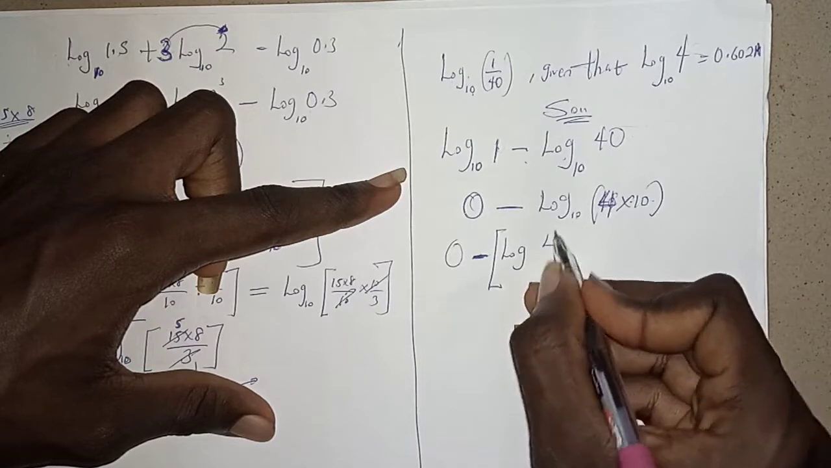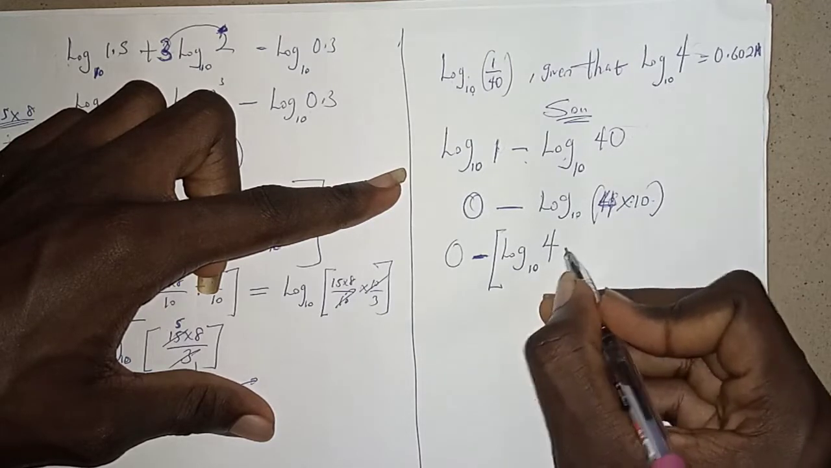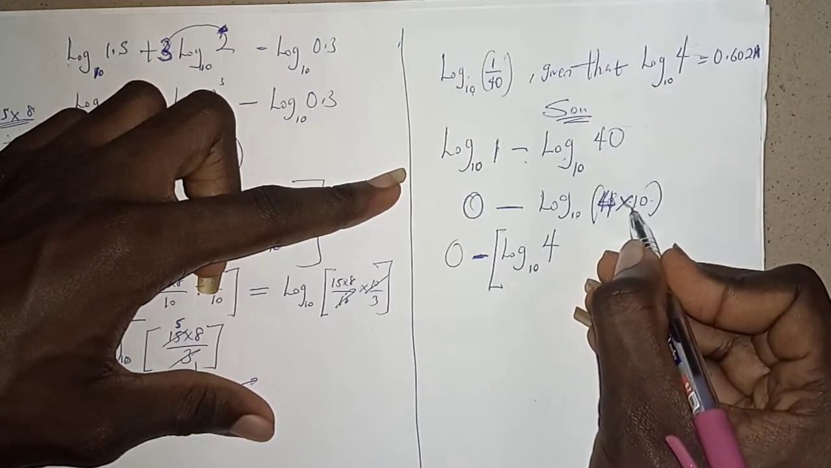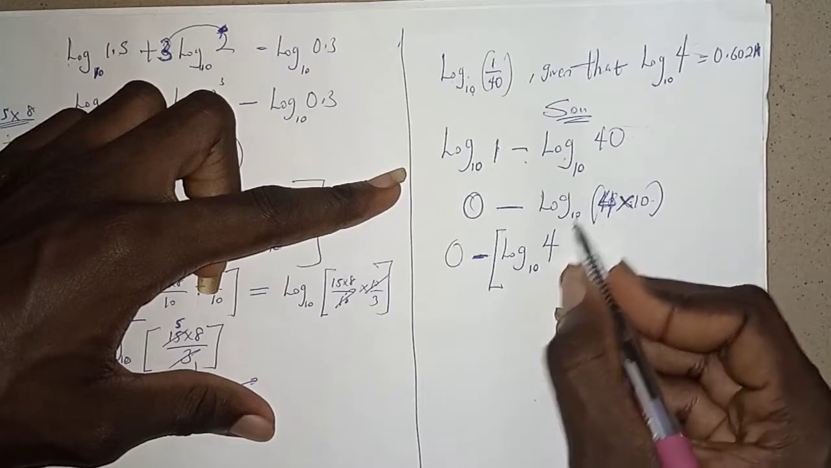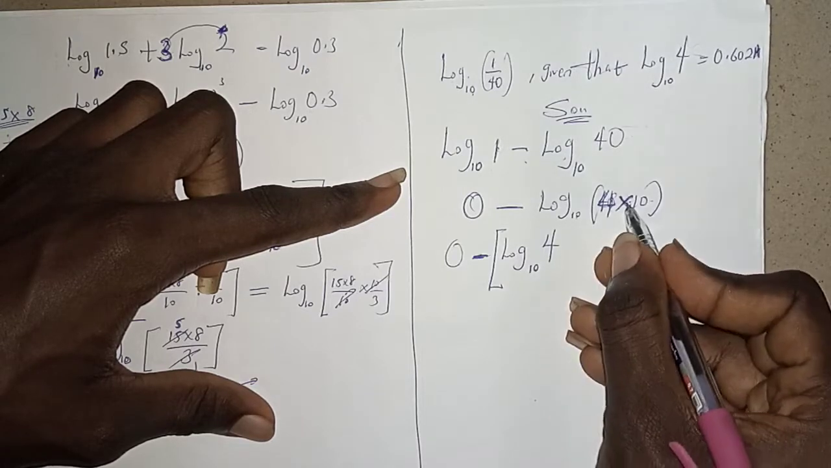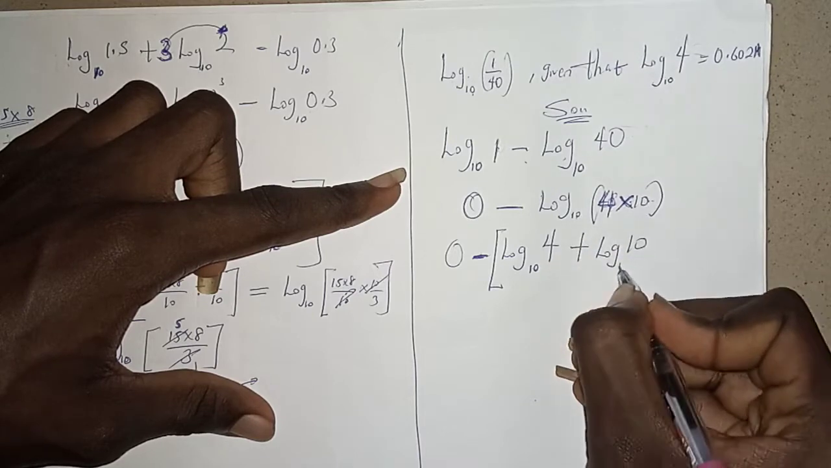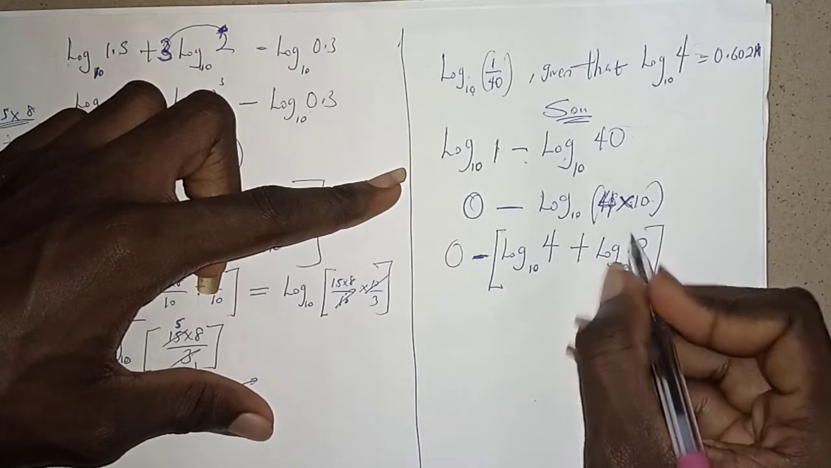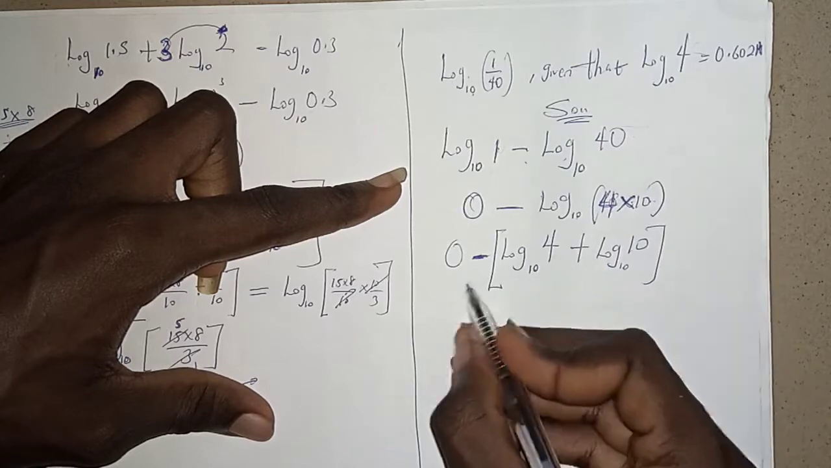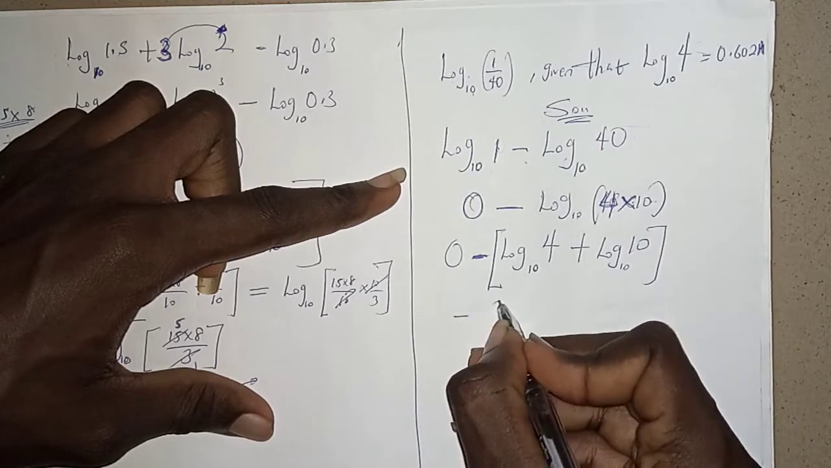And this can be expressed as logarithm of 4 to base 10. I want to use the idea of multiplication law, or addition law, of logarithm. I have log 4 to base 10. If I have multiplication, it turns to plus. And I have log 10 to base 10. So that means whatever I have inside this bracket and whatever I have here are still saying the same thing. So I will have a negative sign.